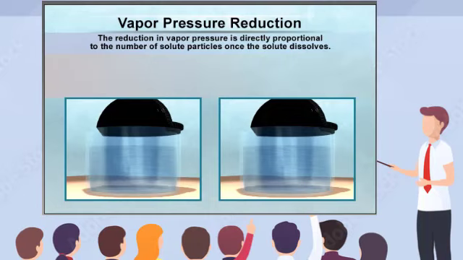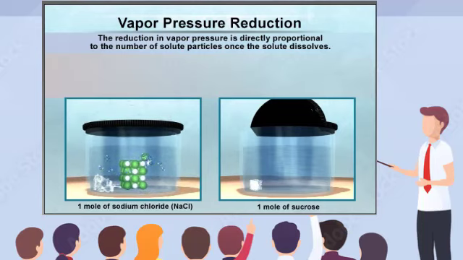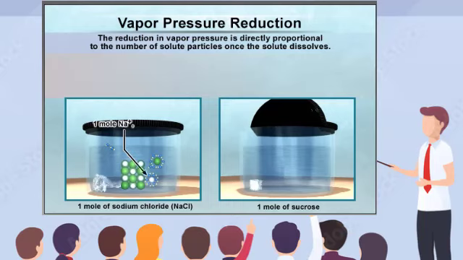The reduction in vapor pressure is directly proportional to the number of solute particles in the solvent once the solute dissolves. For example, adding the salt sodium chloride to a solvent reduces the vapor pressure twice as much as adding the same concentration of the sugar sucrose to a solvent. The reason the salt lowers the vapor pressure more than sugar is because sodium chloride separates into its two constituent ions, sodium ions and chloride ions, when it dissolves.